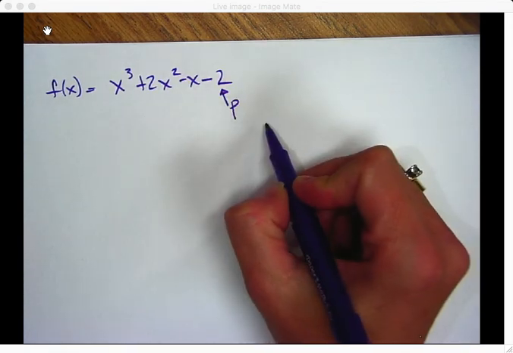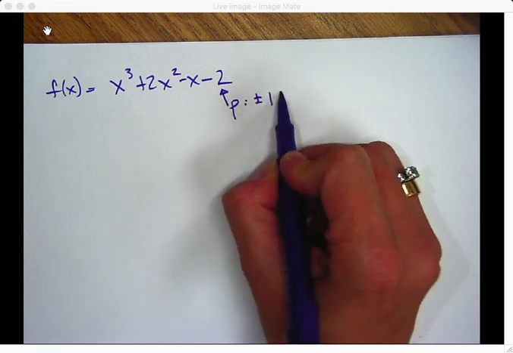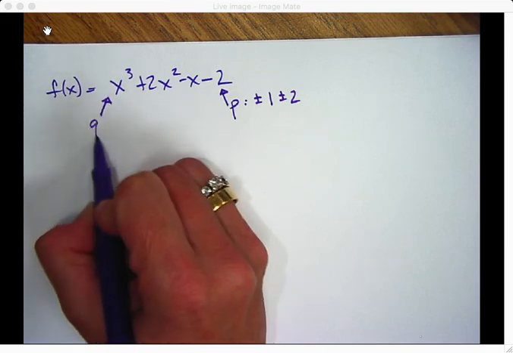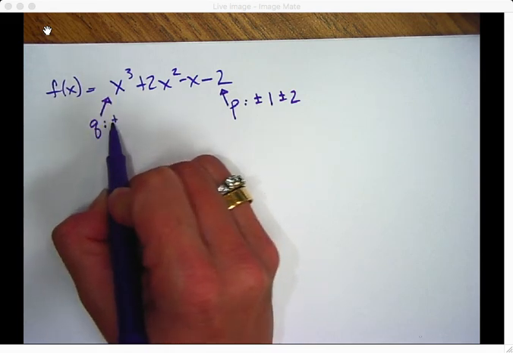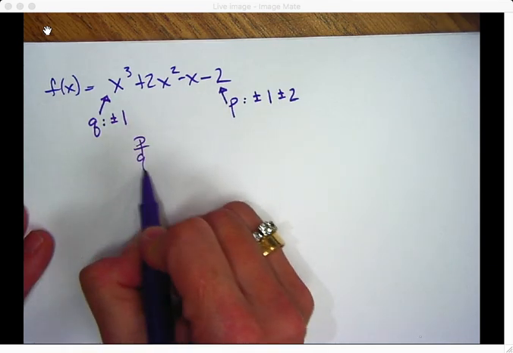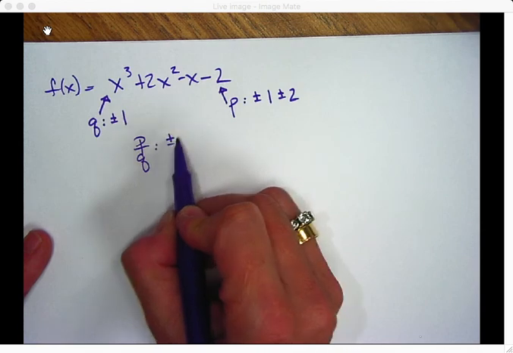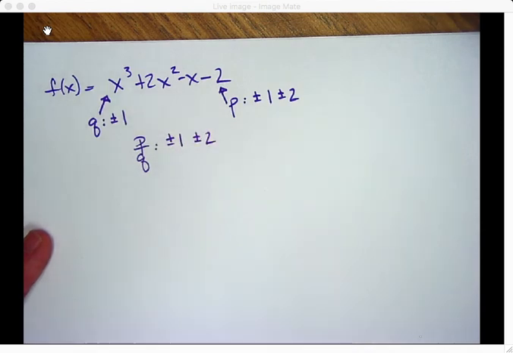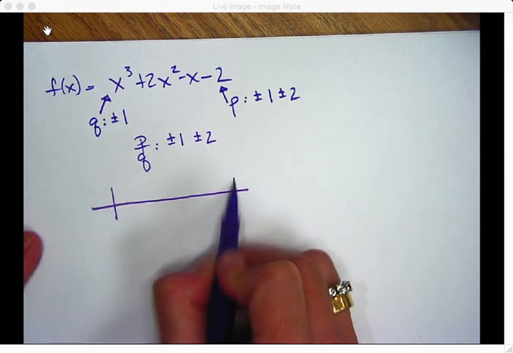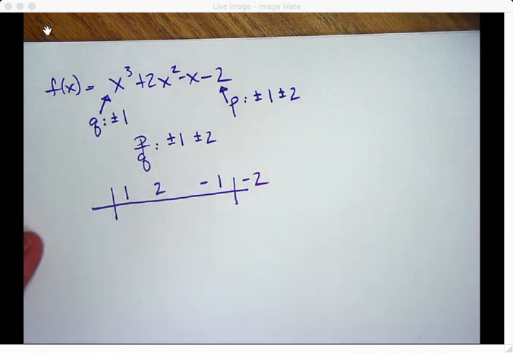So the constant at this end is the p, and the factors of p are plus or minus 1 and plus or minus 2. The leading coefficient is called q, and the factors of it are plus or minus 1. When I put those together, the p's over the q's, I get all the possible rational roots. In this case, plus or minus 1 and plus or minus 2. I'm going to send them through synthetic division to see if any of them work.